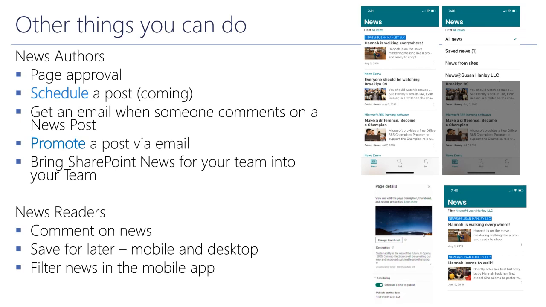What news readers can do, and this is really what you want to encourage, is they can comment on news. They can save for later. And if they save an article for later, they can take a look at it later, whether it's on the SharePoint start page or their mobile device. And so it's a great way to keep on top of things, but not necessarily have to read everything all at once. You can also filter news in the mobile app. So great, including sort of filtering for just organizational news.